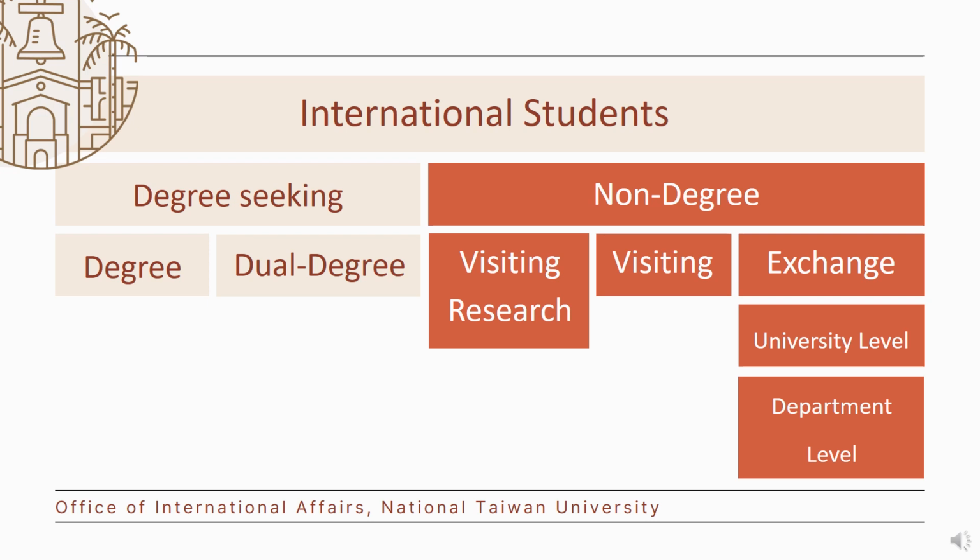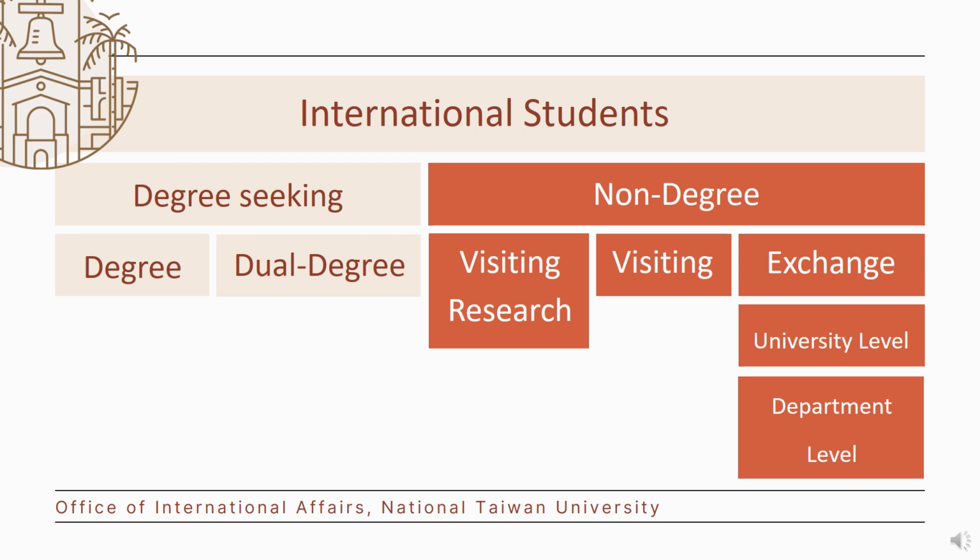This may differ with the units, departments, or offices taking care of those students, okay? For the university level exchange students, it will be OIA taking care of them. And for the department or college level exchange students, it will be the department or college and the staff from the department or college taking care of the exchange students.